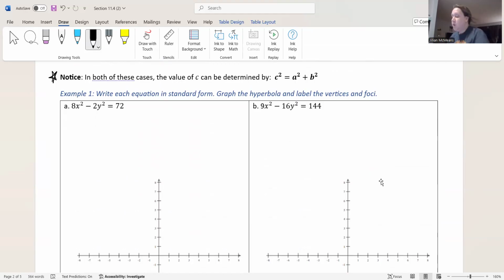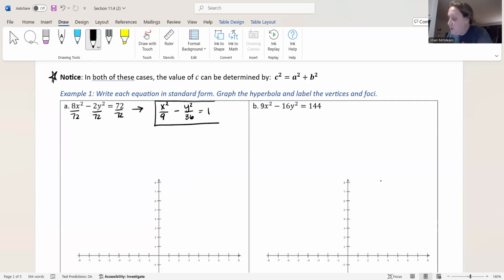All right. So in order to put this first equation, 8x squared minus 2y squared equals 72, in standard form, we need to get this equal to 1. And the way we can do that is we can start by dividing everything by 72. Okay, so when I reduce all of these fractions, the 8 is going to reduce the 72 to a 9. So I'm going to get x squared over 9. And then the 2 is going to reduce the 72 to a 36. So I'm going to get y squared over 36. And then 72 divided by itself is just 1. We now have standard form.